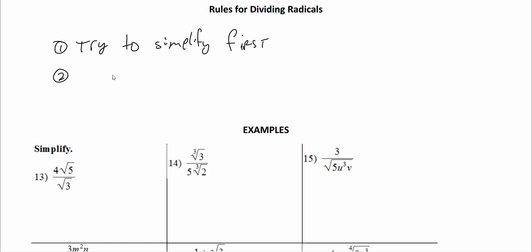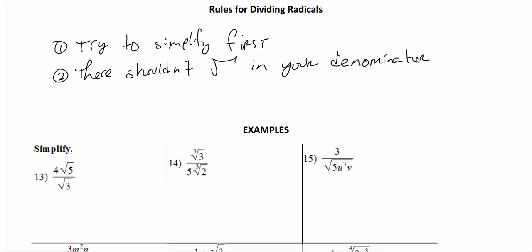The second thing is, let me try to rephrase this a little bit. There shouldn't be roots in your denominator, in your final answer. If your final answer contains a root in your denominator, then you are wrong. That is without a doubt. I'm not going to look at the rest of it. So there shouldn't be any roots in your denominator.